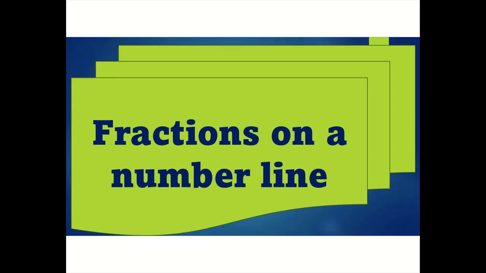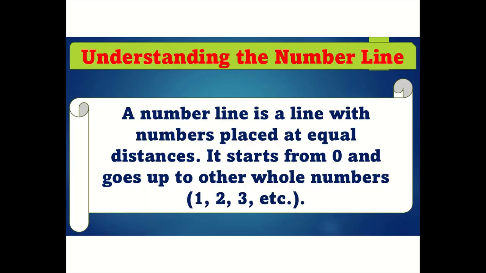Fractions on a number line. Understanding the number line. A number line is a line with numbers placed at equal distances. It starts from 0 and goes up to other whole numbers: 1, 2, 3, etc.